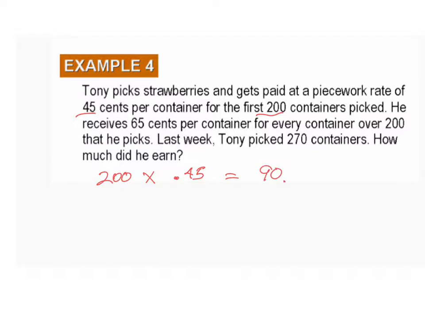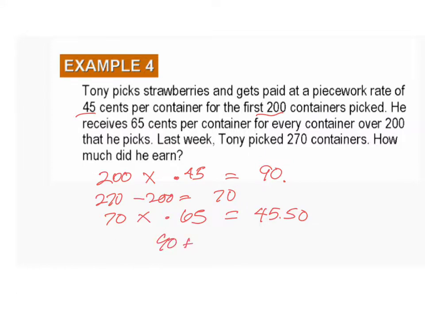Now, we need to figure out how much more than 200 he picked. He picked a total of 270. If we subtract 200, we get 70. We take that 70 and we multiply it times 0.65. Well, that's $45.50. Total pay is the sum of the two amounts, 90 plus 45.50. It equals $135.50. Get that down, and we'll move on.